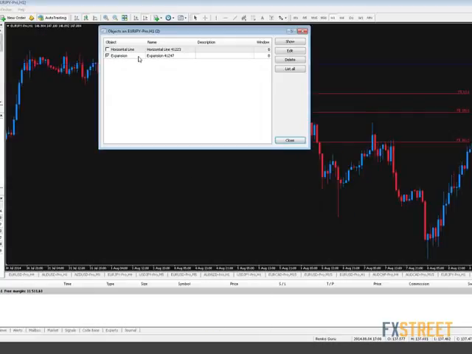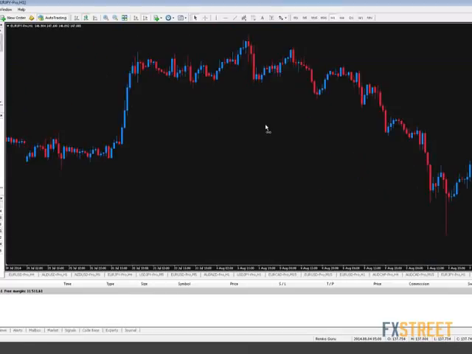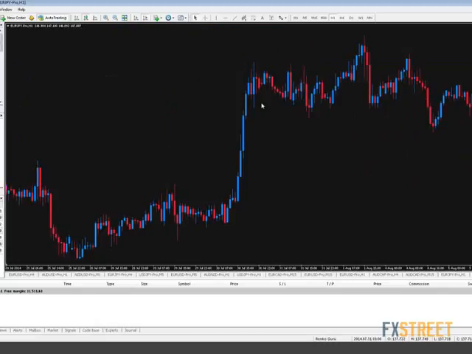Okay? Now, let's plot another tool. Let's use Fibonacci fan. Okay? Fibonacci fan.